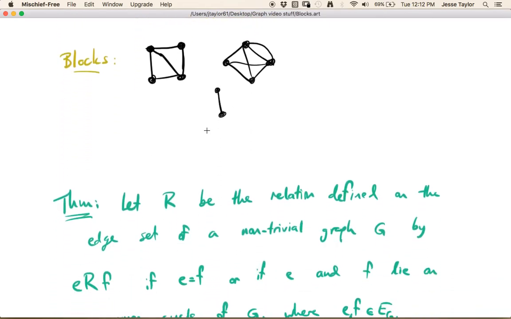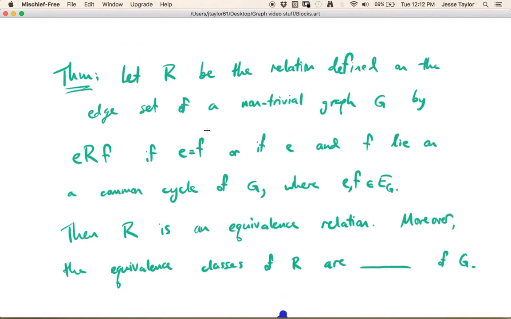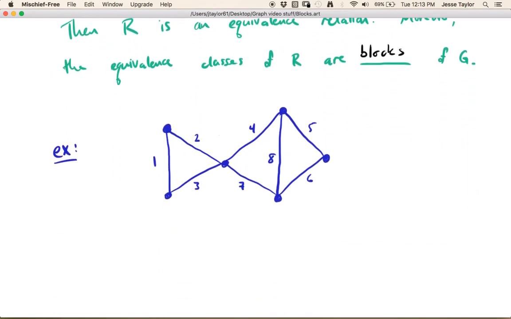Okay, so now a theorem about this. Let R be the relation. Remember, we learned what an equivalence relation was not so long ago. Let R be a relation defined on the edge set of a non-trivial graph by: the edge E is related to the edge F if they're the same edge, or if E and F lie on a common cycle of G, where E and F are edges of G. Then this is an equivalence relation. Moreover, the equivalence classes are what? Well, given the title of this video, it should be no surprise that the equivalence classes here are blocks of G.